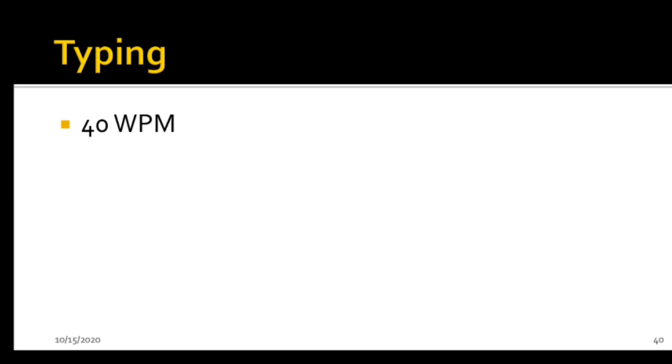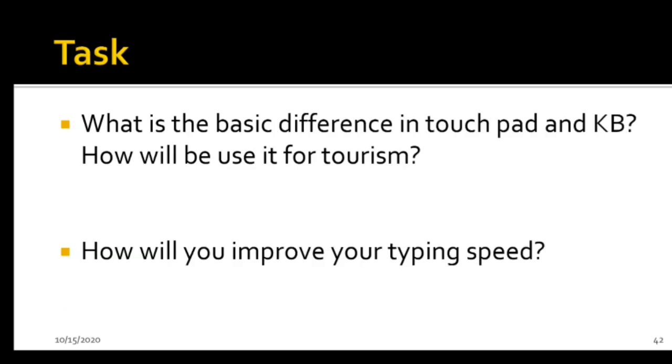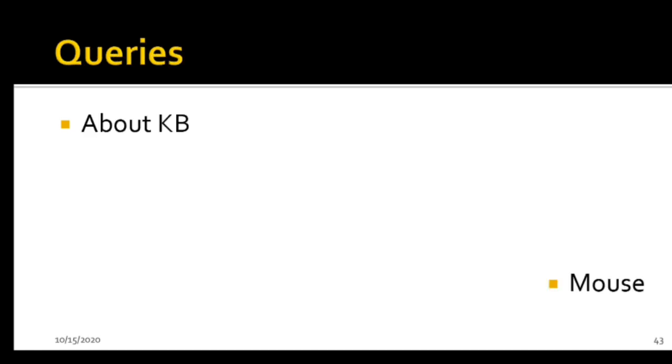Normally people must have a speed of 40 words per minute in typing. There are many websites for online typing, so you can refer to any good website. Now there is a task. What is the basic difference between a touch pen and a keyboard? How is it used in the tourism industry? How will you improve your typing speed? If you have any query about the keyboard, you can type in the comment box.